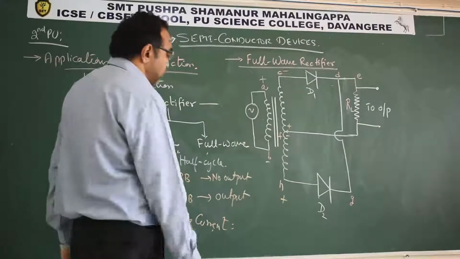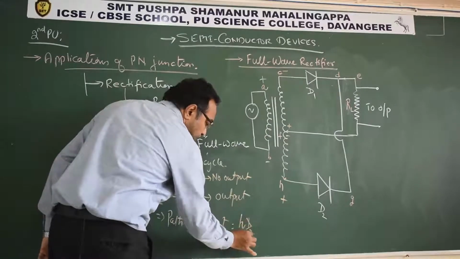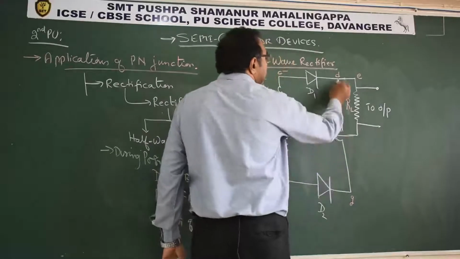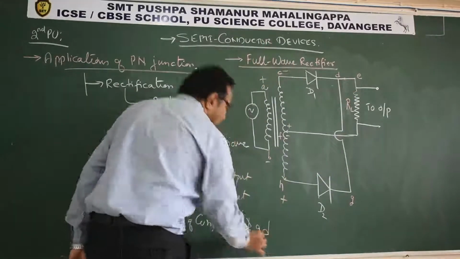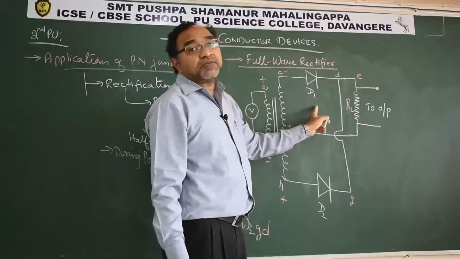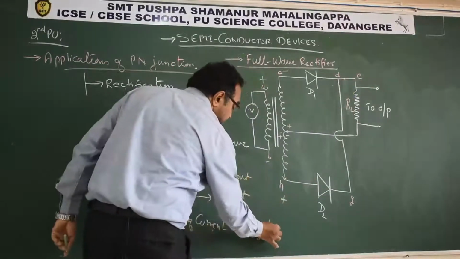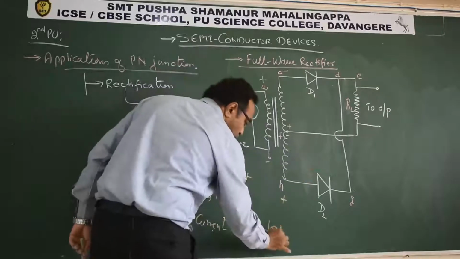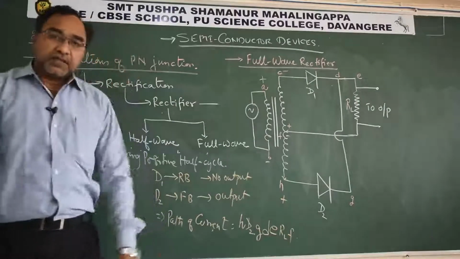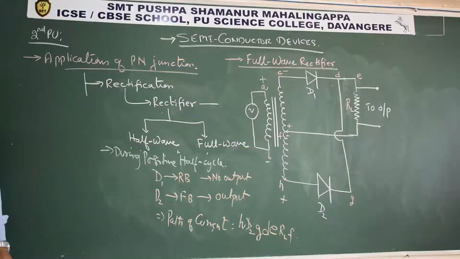Let us trace the path of current. It will start from H, then D2. Then where will it go? To G. After that, it will take a jump. It reaches D. Will it go to C or E? It cannot go to C because D1 is reverse biased. So the whole thing will go to E. From E it will go to the load. From the load it will end at F. See, the path is complete. This is how we get the output.